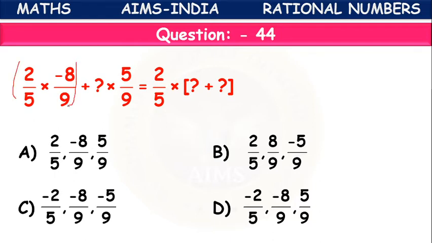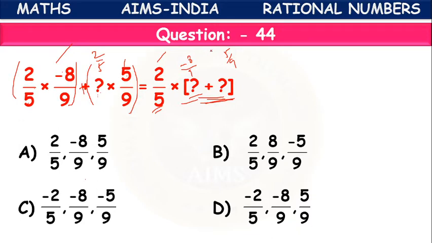Here multiplication, here multiplication. Two groups are there. Out of two groups, the common one we are taking out. So here also that common one, 2 by 5, should be there. In the first question mark, 2 by 5 should be there. 2 by 5 common we can take, and in the bracket 8 by 9 is remaining, we can write here. Here 5 by 9 is remaining, we can write here.